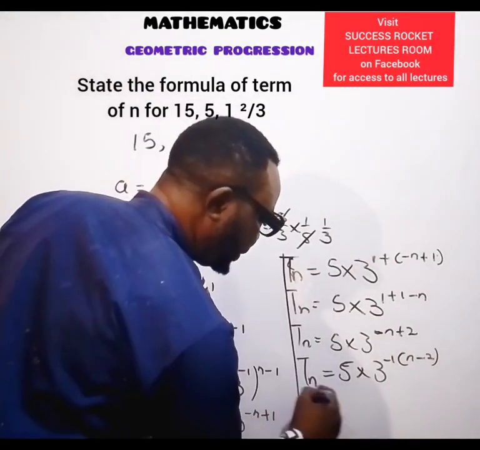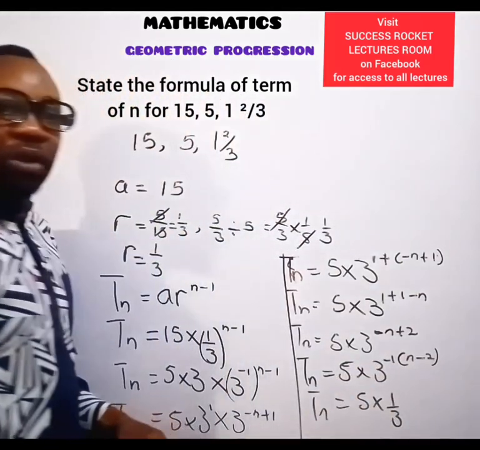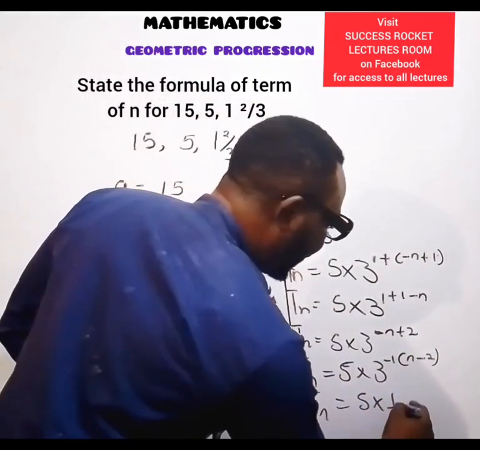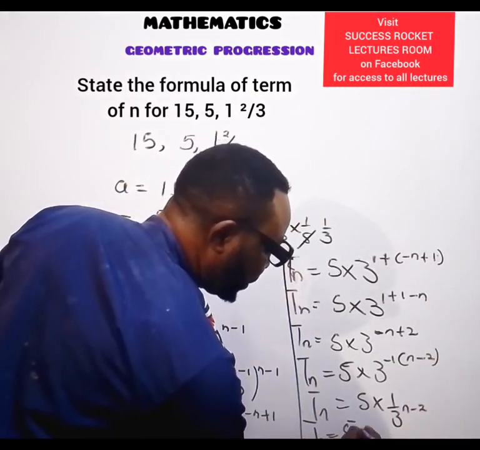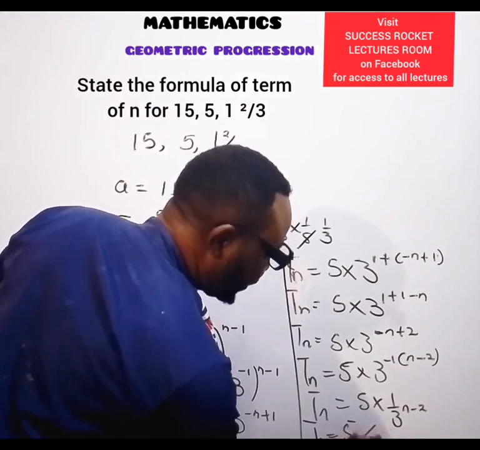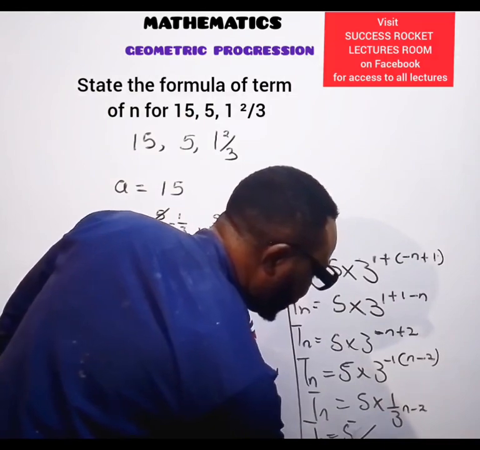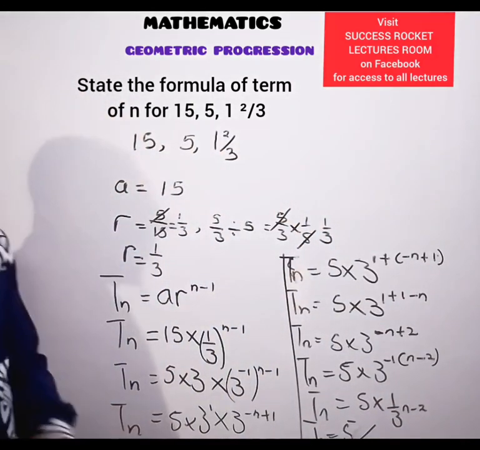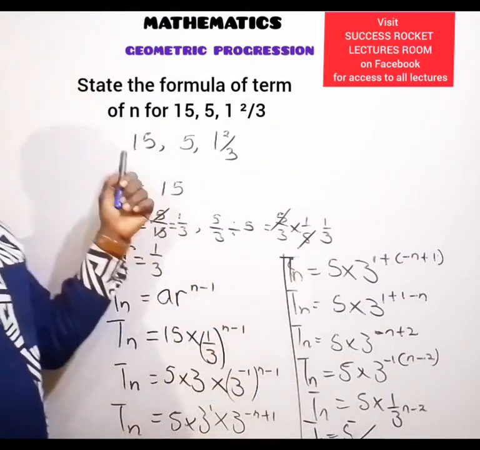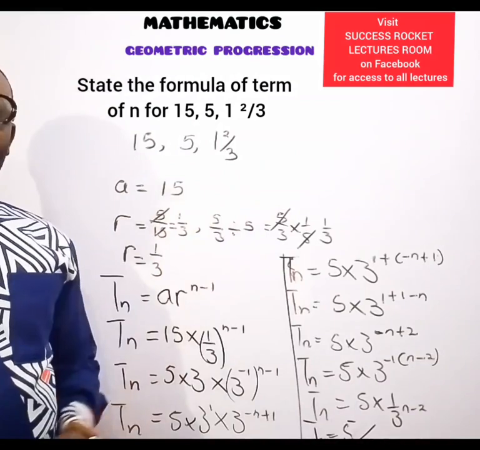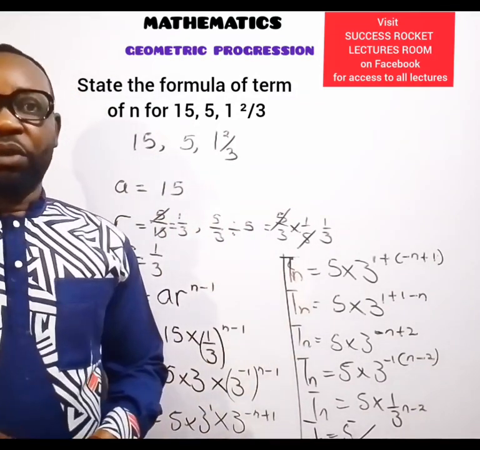So this can now become n term is equal to 5 multiplied by 1 over 3, that is raised to the power of minus 1, raised to the power of n minus 2, which is equal to n term is equal to 5 multiplied by 5 all over 5 now. 5 times 1 is 5 all over 3 raised to the power of n minus 2. That is the answer to this question. That is the nth term formula for this given set of terms of geometric progression. We have another question of this nature. Stay tuned for your understanding.